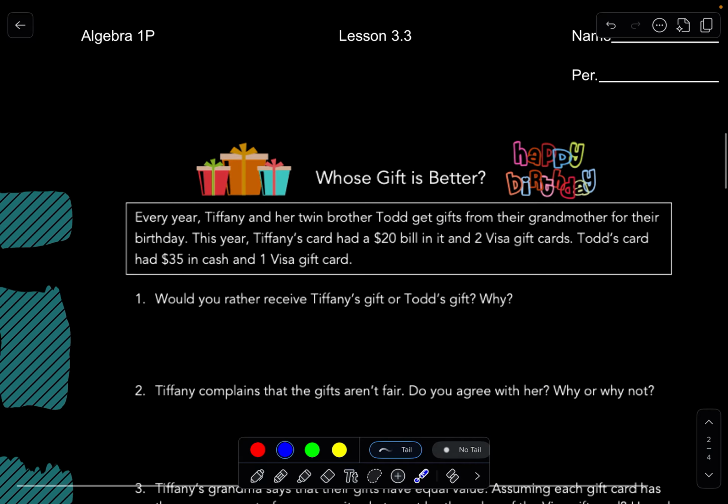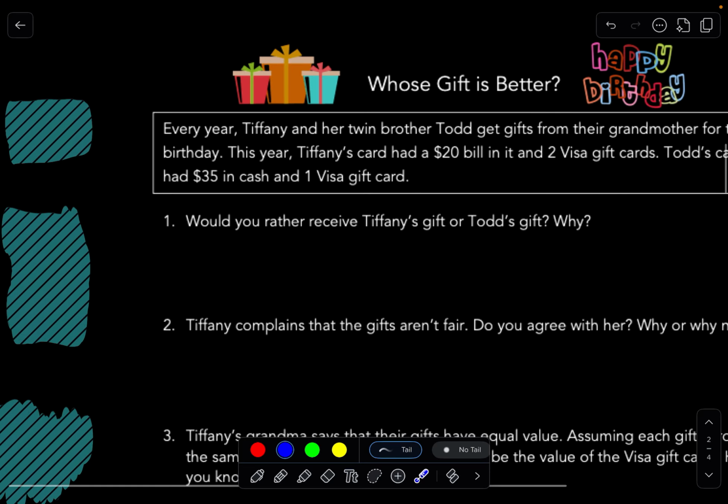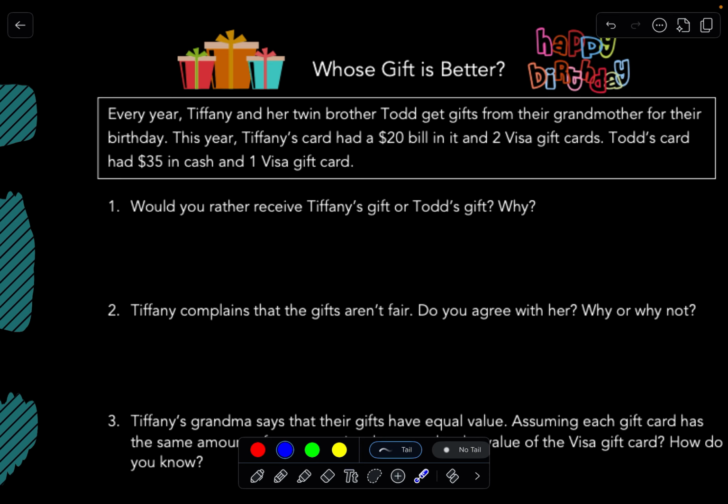All right, so first off, here's the word problem. The covered up stuff on the left will be the margin notes when I start writing it abstractly. Every year Tiffany and her twin brother Todd get gifts from their grandmother for their birthday. This year, Tiffany's card had a $20 bill in it and 2 Visa gift cards. Todd's card had $35 in cash and 1 Visa gift card.